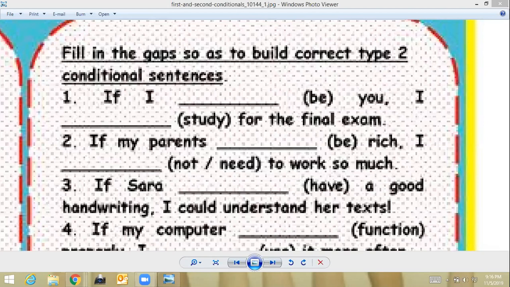So she didn't snore last night. So when the information is negative, you use didn't. What happens to the main verb? It's base form. What's the meaning of snore? You make a noise when you sleep. Very good. It's the noise that you make when you are sleeping.